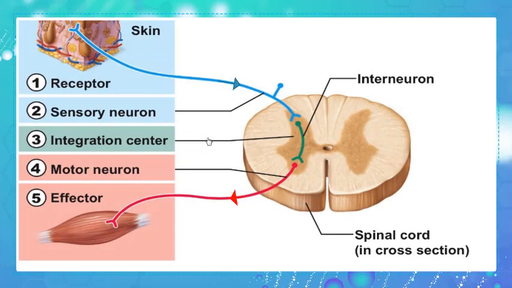This figure shows the elements of the reflex arc and the pathway traversed by the nerve impulse through these elements. We must know that the interneuron lies in the gray matter of the spinal cord, which allows integration of sensory messages into motor messages.